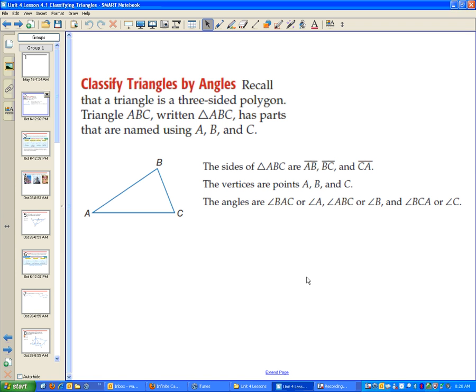And then the angles, if we can get away with angle A, angle B, angle C, then that's what we'll do. If we have to use the three-letter method, then we will: angle BAC, angle ABC, angle BCA, and so forth. Okay? So far, so good?